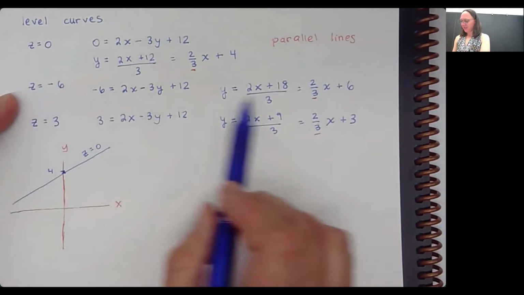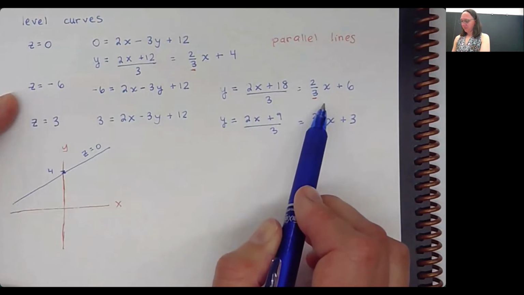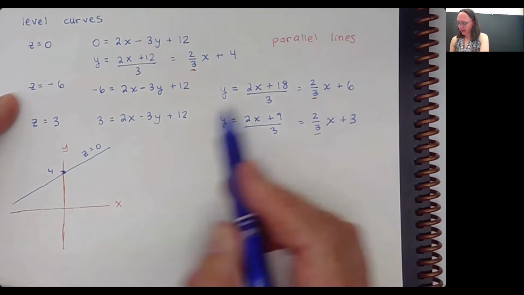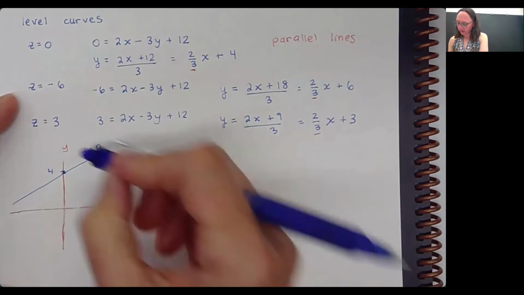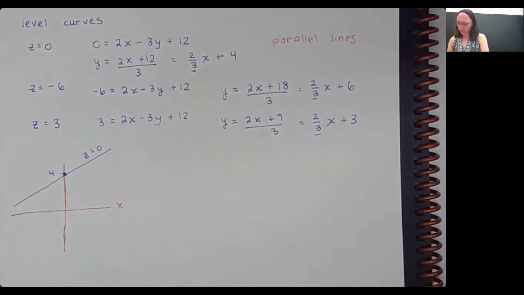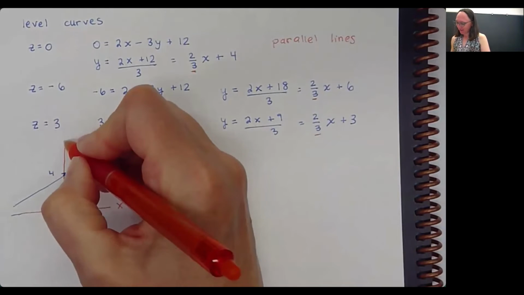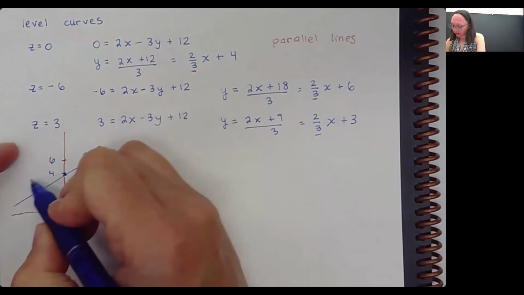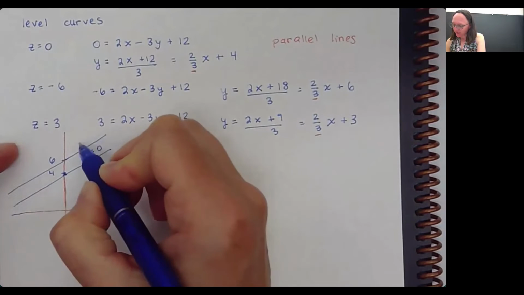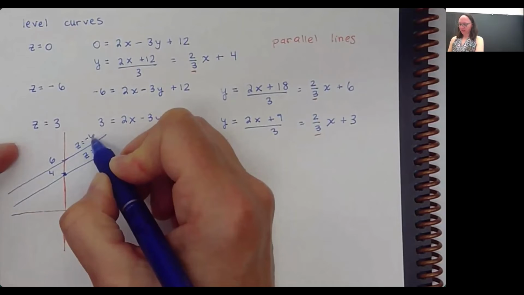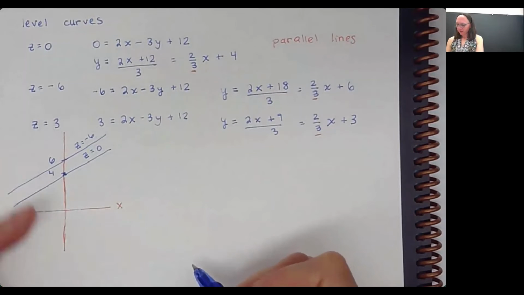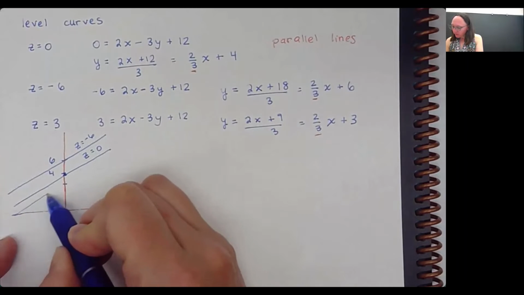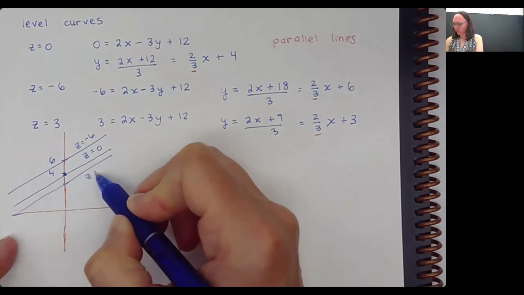When Z equals -6, I have an intercept of, I didn't really give myself enough room there. I've got an intercept of +6. They're parallel lines, and this was at Z equals -6. I've got an intercept of 3 when Z was equal to 3.